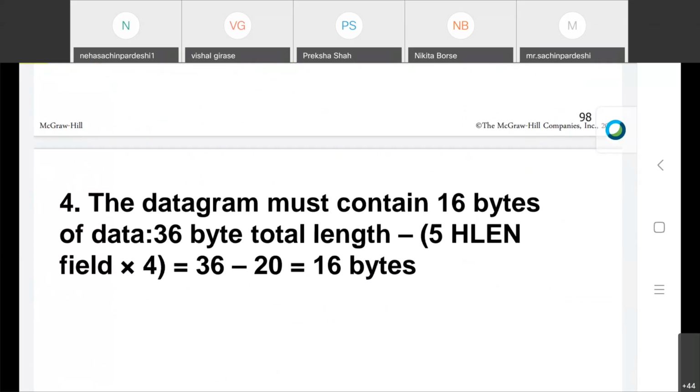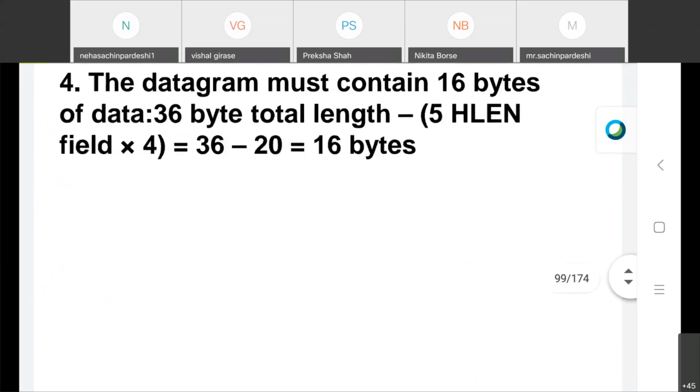So here is the solution. 36 bytes minus header length into 4, that is 36 minus 20 is equal to 16 bytes.